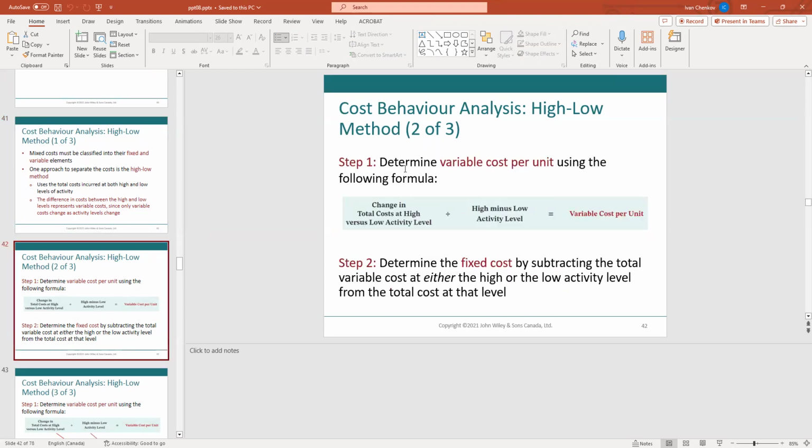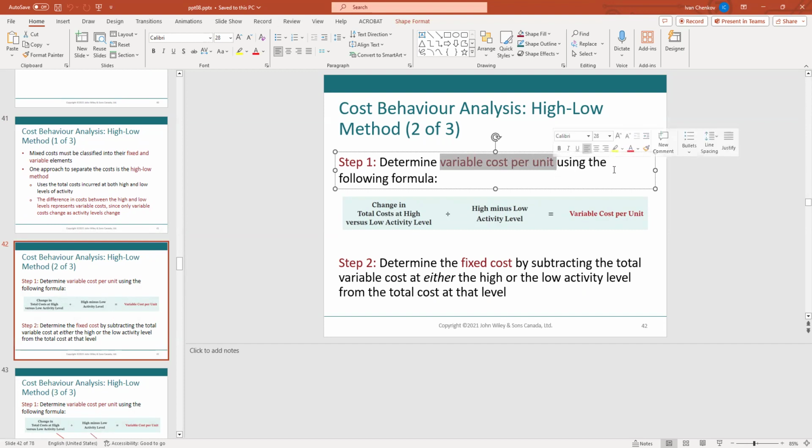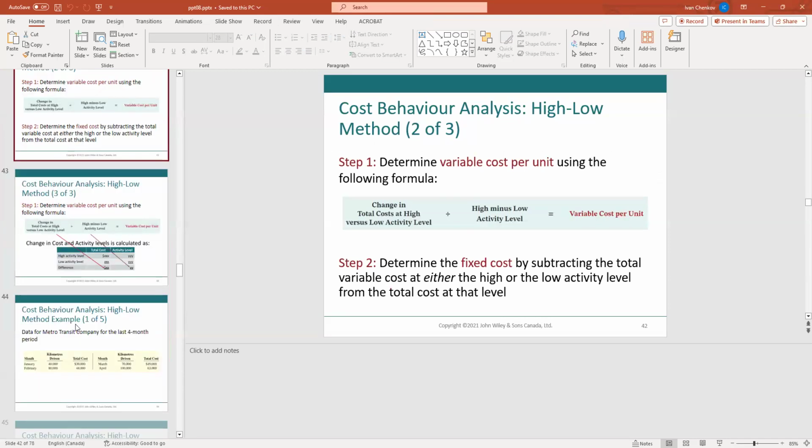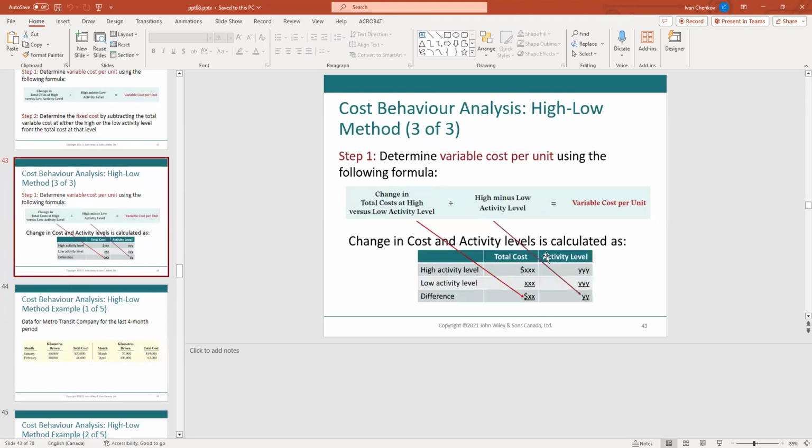Once we calculate the variable cost per unit, we're going to use the formula where the total cost is equal to the fixed cost plus the variable cost. But the variable cost is always the cost per unit times the level of activity. Then we're going to determine the fixed cost component by rearranging the formula. Let's see a simple example here.